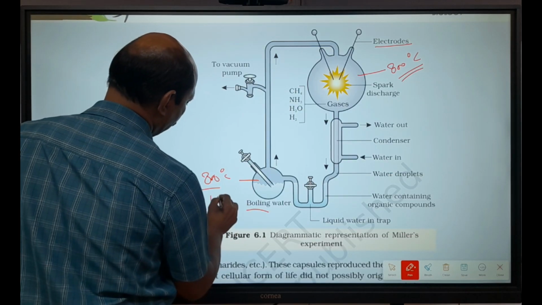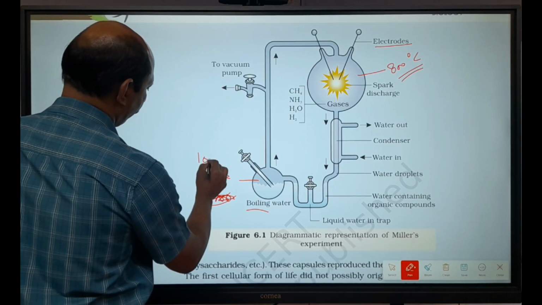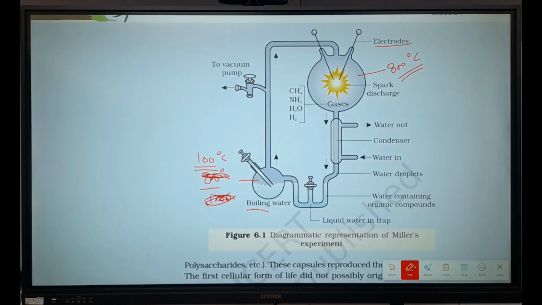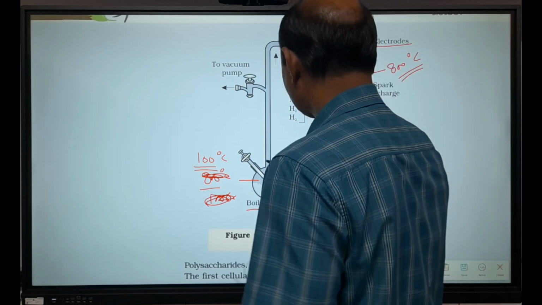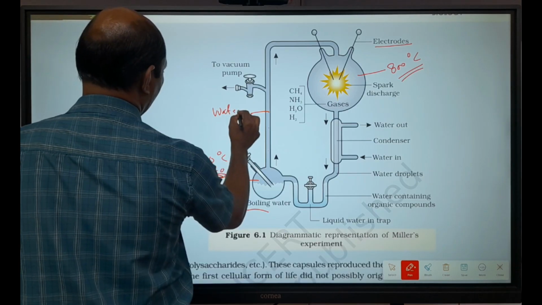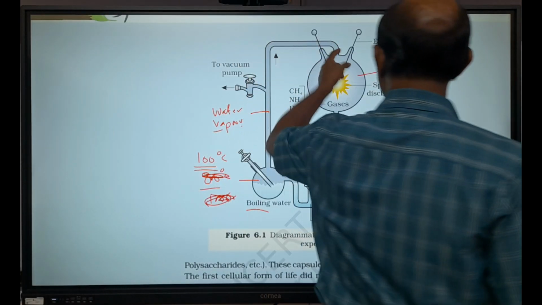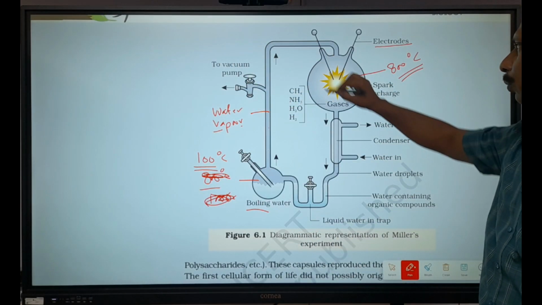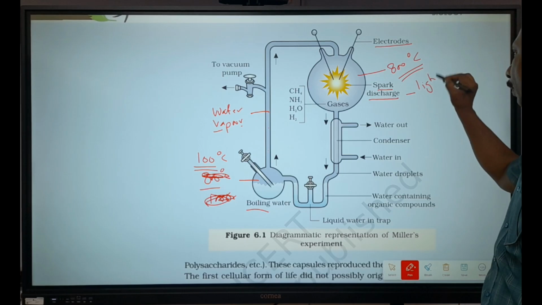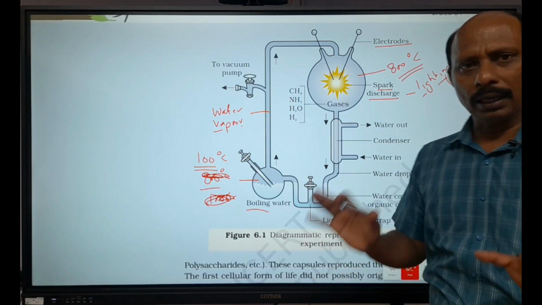Boiling water means we know it is 100 degrees centigrade. Boiling means simply 100 degrees centigrade, because once it is boiling, if we increase the temperature, it is not increased, right? Now what happens to boiling water? It contains water vapor, and we know water vapors are present in our ancient earth. This water vapor comes to that side and into this one. Spark discharge, that is what? That is lightning. Ancient earth means lightning is also there because rain is there.